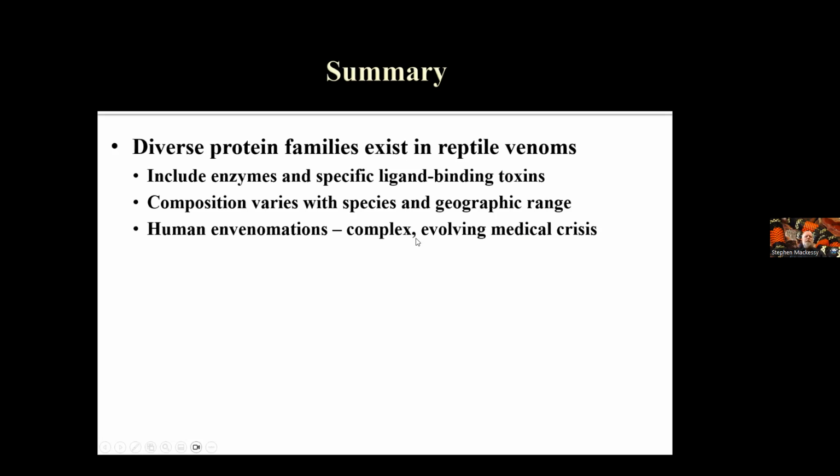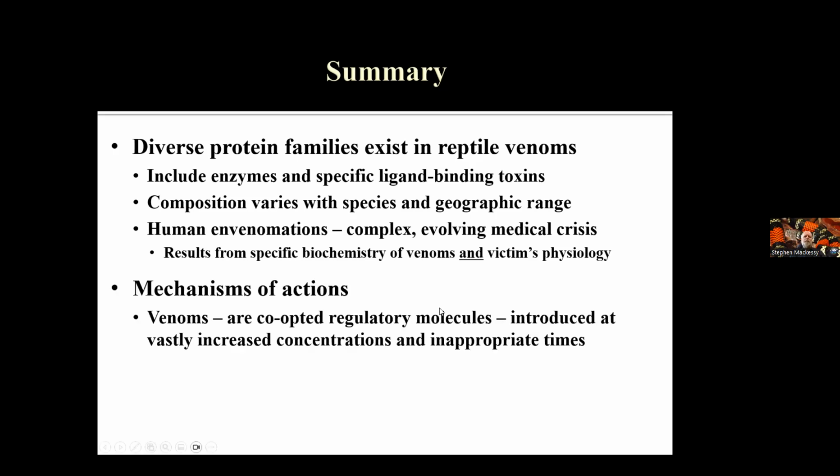And when we get human envenomations, we have a complex and importantly evolving medical crisis. A recent conference I went to that involved a lot of clinicians stressed the point that things are going to get worse before they get better, even if you're giving antivenom. Again, this is resulting from the biochemistry of the venoms, the specifics of a particular individual and species, but the victim's physiology and comorbidity can also have a very important and largely unappreciated effect on this.